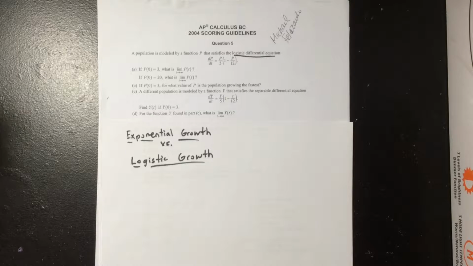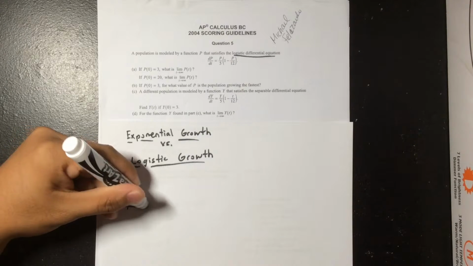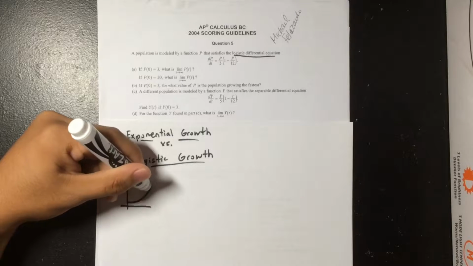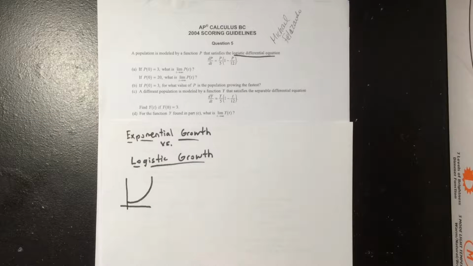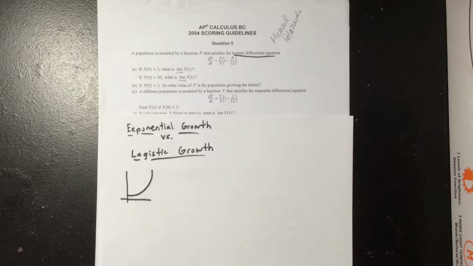So, briefly, exponential growth is the idea that a population, well, it's kind of obvious, grows exponentially. As in, as more time passes, the population increases at a more increasing rate over time. And this has no limits, so it'll just keep increasing forever and ever.